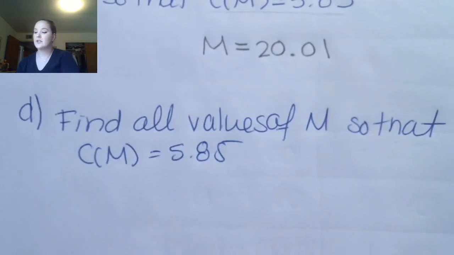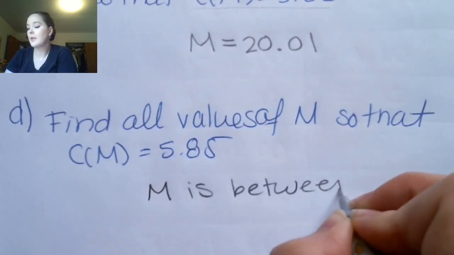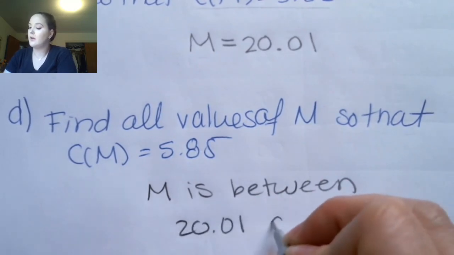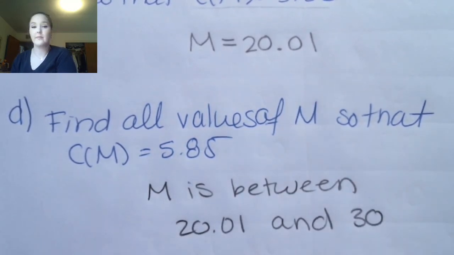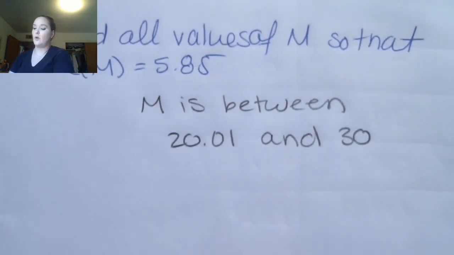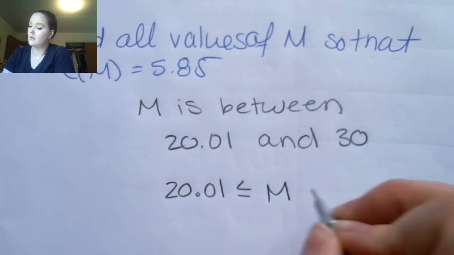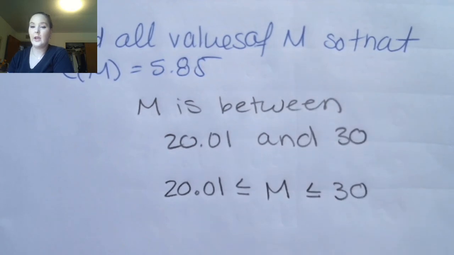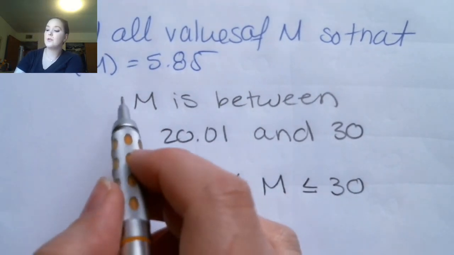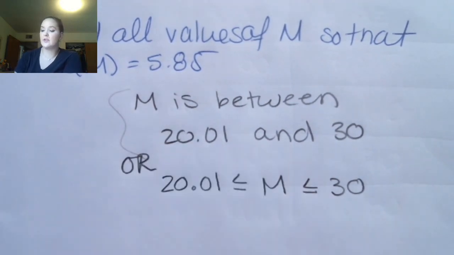Okay, so we're just going to say M is between 20.01 and 30. Okay, and that's how we're going to describe that range, right? Between 20.01 and 30. If you want to use an inequality, you certainly could, if you're comfortable with that, but I'm also comfortable with your answer being in words like this. Either one of these answers is totally appropriate and you should go with your comfort level.